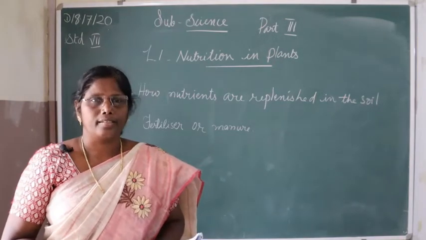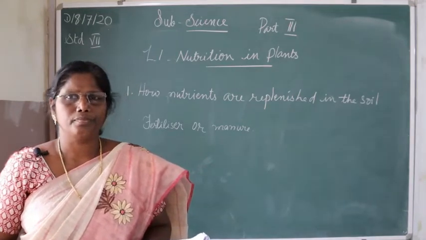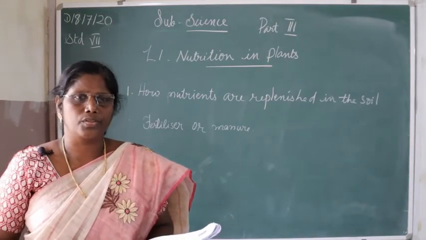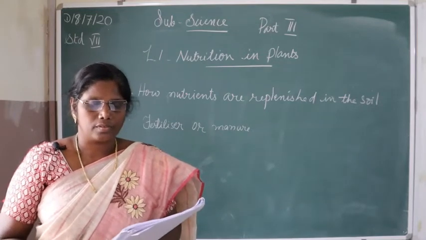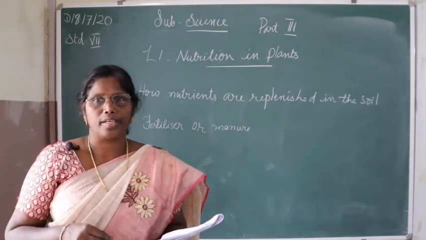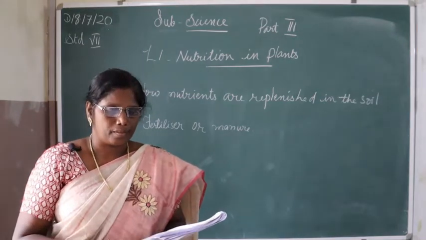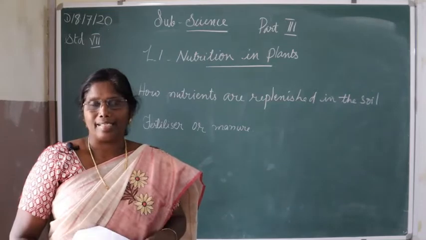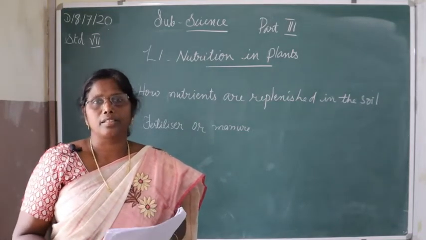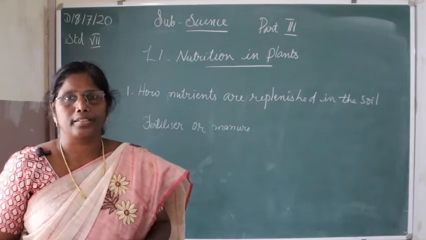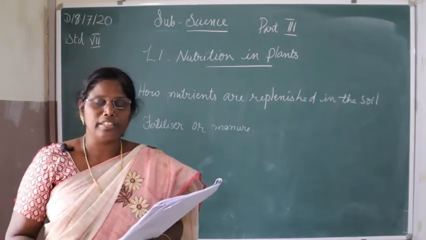You learned that plants absorb nutrients from the soil, so the amount of nutrients in the soil becomes reduced. Fertilizer and manure that contain nitrogen, phosphorus and potassium are needed by the soil.